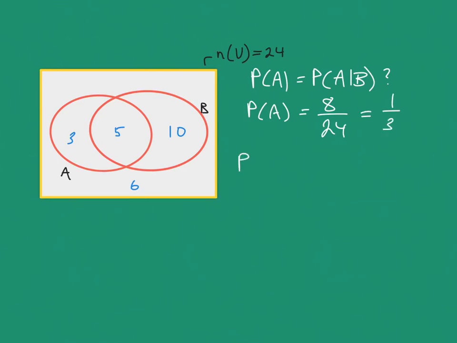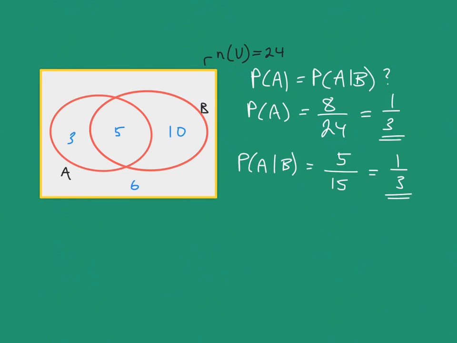The conditional probability, we pretend that set B is the universal set, and how many elements in set B? That's 15. Out of these 15, how many are also in A? And we would have to look at the intersection. So that's 5. And 5/15 is 1/3. And what do you know? We have the same number.